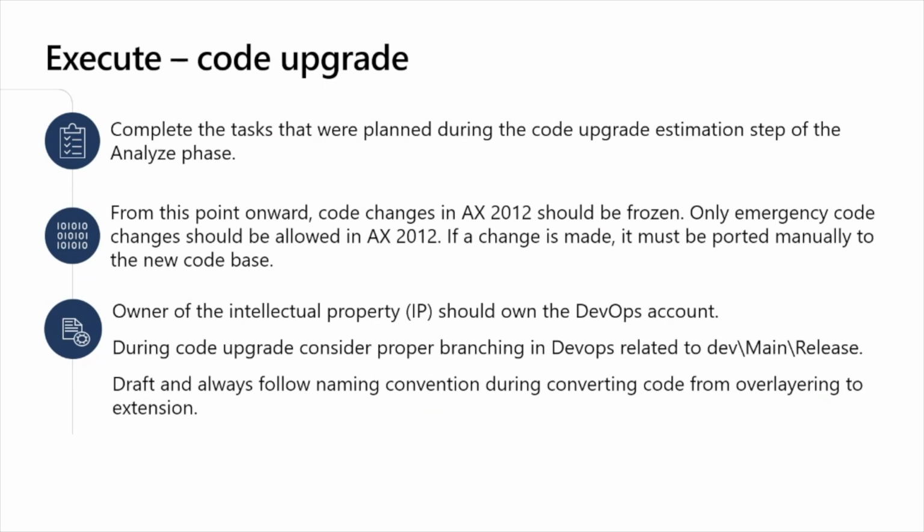The owner of the intellectual property should own the DevOps account. During code upgrade, consider proper branching in DevOps related to dev, main, and release. Draft and always follow a naming convention while converting code from overlaying to extension.